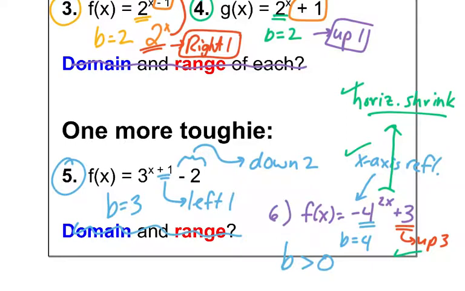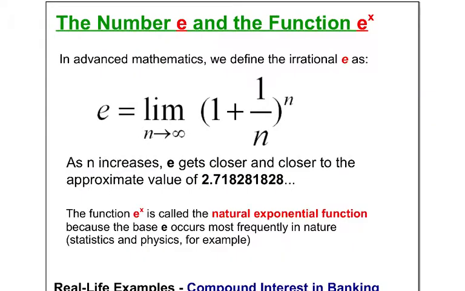That's all I want you to do with those. I just want to identify the base and figure out what the transformations are. Okay, that's fine. Now I want to play. And before we play, let's talk a little bit about a new number that you maybe have never heard of. It's called e. E is called the natural number. Why? Because we're going to find that this number occurs a lot in nature. And when we make a function out of it, it's even more popular. It's called the natural exponential function.